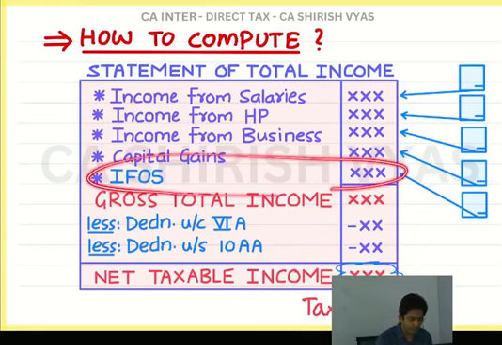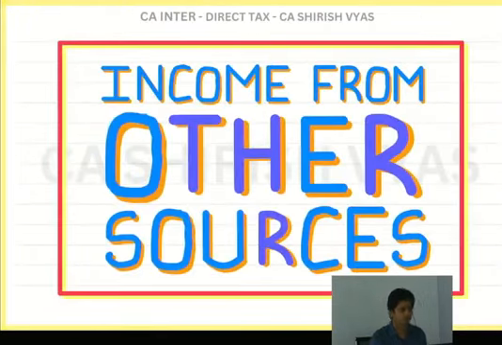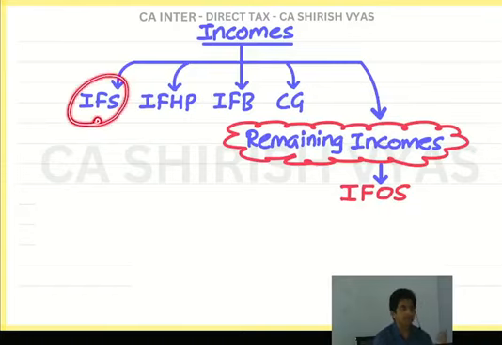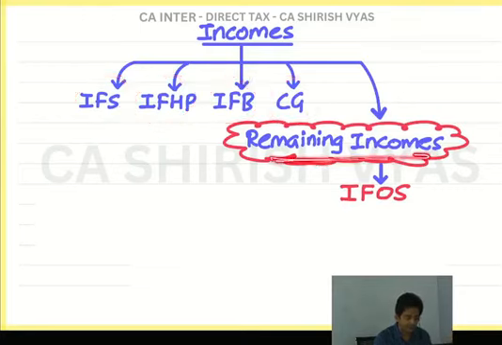So the first topic to start with is income from other sources. What is income from other sources? As I told you, if some income is not income from salary, not income from house property, not income from business, and not capital gains, then it is income from other sources. All the remaining incomes other than the first 4 heads of income are called income from other sources.